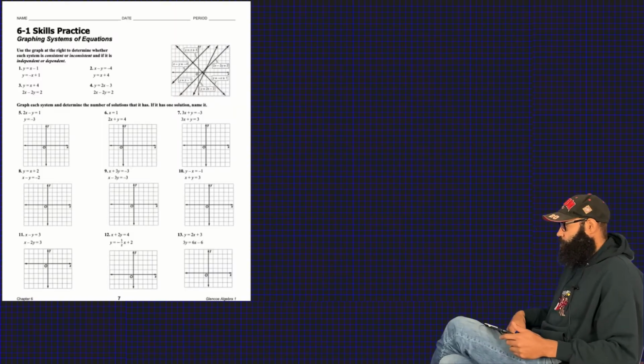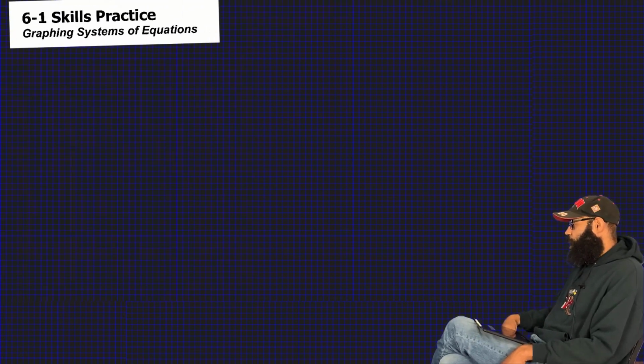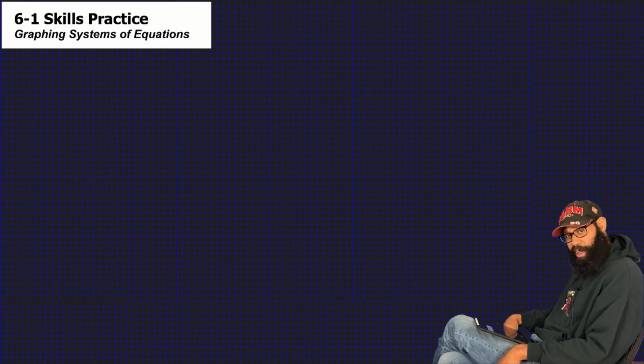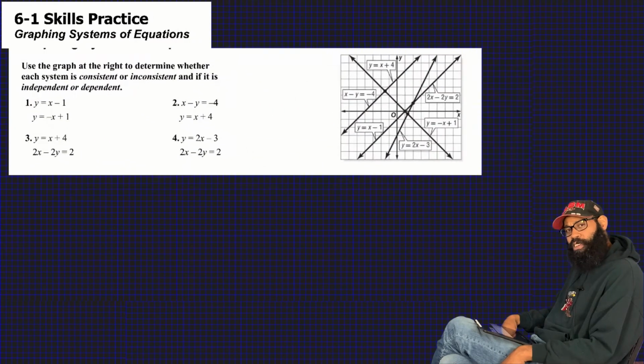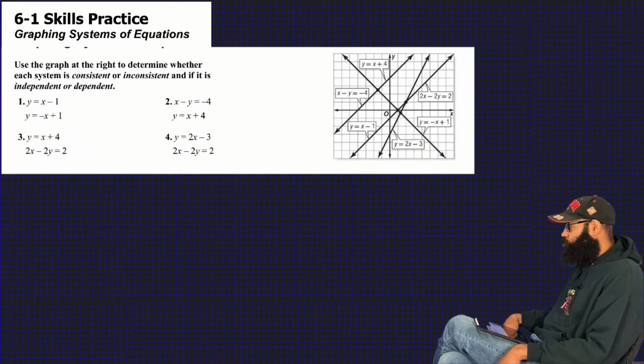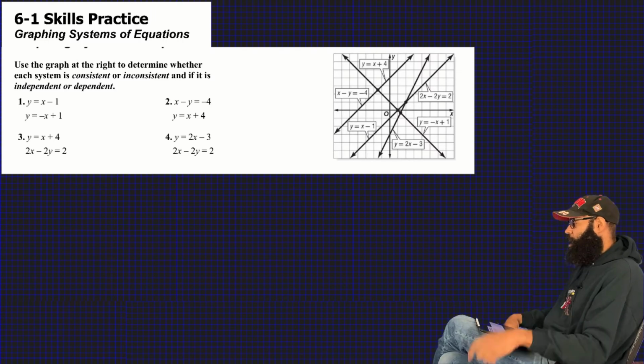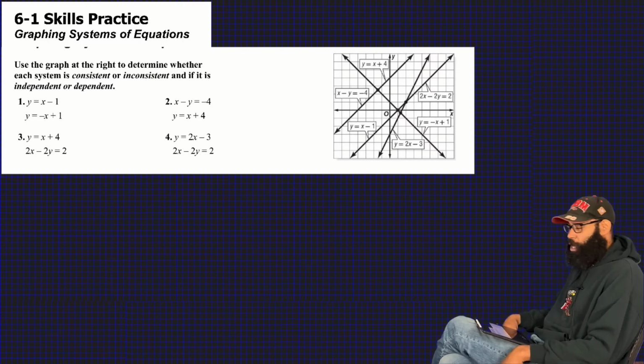Beautiful looking handout, guys. You know how much I love seeing those graphs. But on that top section, just so you know, it's a vocabulary thing. I want to say it's found on page 355. There's a key concept chart. Look it up, right? What you're going to do is use the graph at the right to determine whether each system is consistent or inconsistent, and if it is dependent or independent.